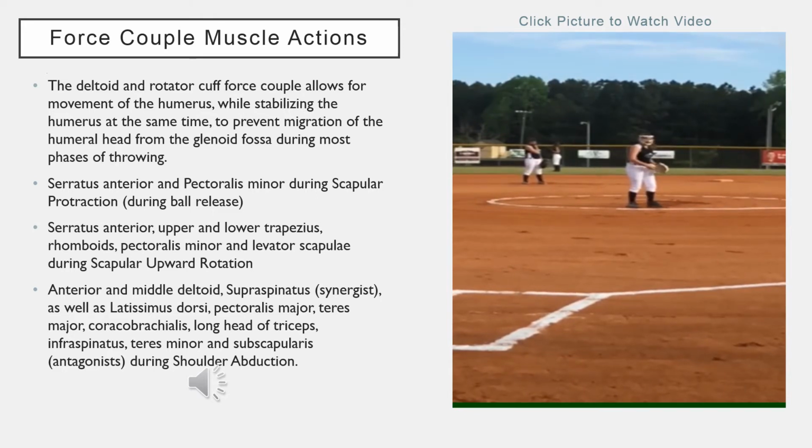The deltoid and rotator cuff force couples allow for movement of the humerus while stabilizing the humerus at the same time to prevent migration of the humeral head from the glenoid fossa during most phases of the throw. The serratus anterior and pectoralis minor act during scapular protraction during ball release.